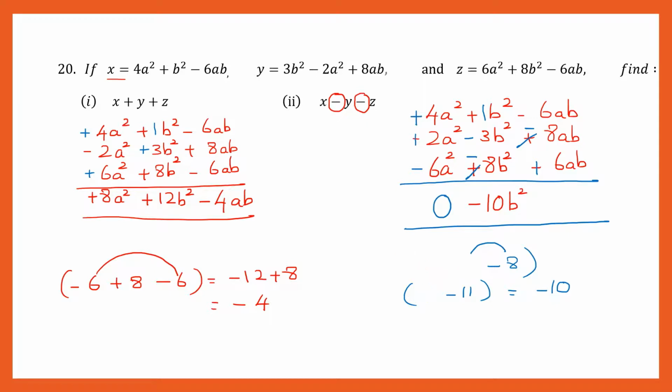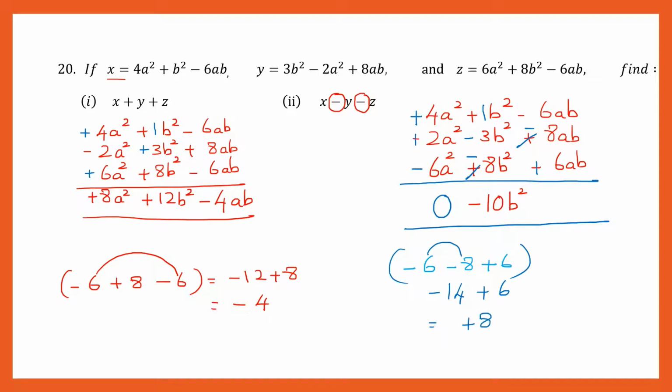Now let's go on to ab. Take only the numerical coefficients of ab, minus 6, minus 8, plus 6. Let's work out. Take the numbers with the same sign. Okay, so we have these two. Minus 6 minus 8 is minus 14 plus 6. When signs are different, put the sign of the bigger number and subtract. 14 minus 6 is 8. So here we get plus 8ab.